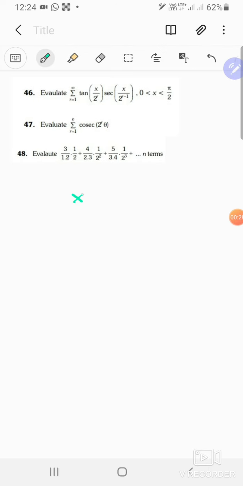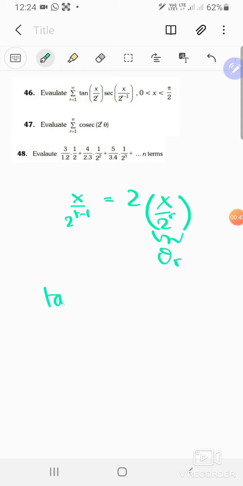x upon 2 to the r minus 1 is actually 2 times x upon 2 to the r. So I will call this thing theta for now. I mean, I should call this theta r. So what I get is tan of theta r and sec of theta 2r. Okay, cool.